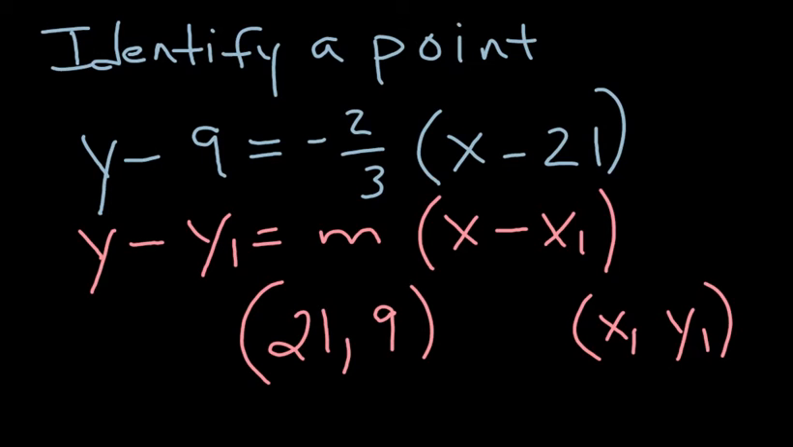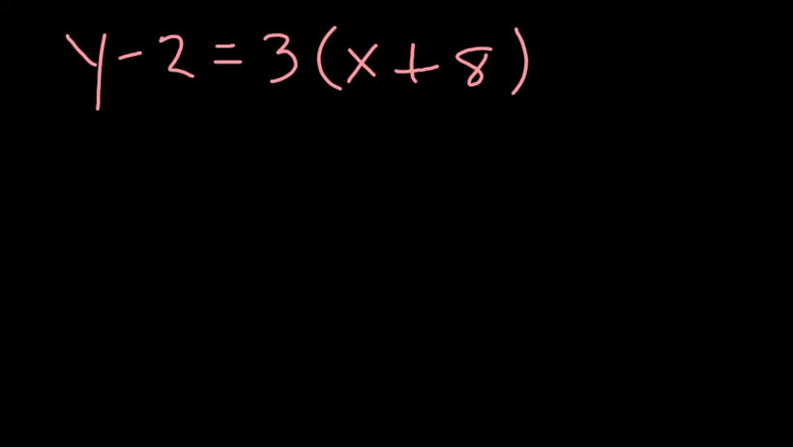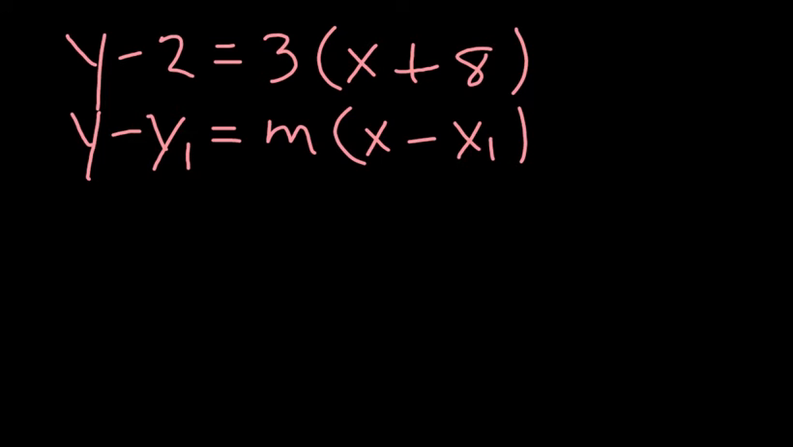Now, let's do another one. Okay, here's another one written in point-slope form. So, we could find a point on the line. If it asked us to identify a point that the line passes through, we could do that. Remember the formula: y minus y sub 1 equals m times x minus x sub 1. Now, all we need is a point. Well, we've got this 8 and this 2. There's a problem with the 8. Does anyone see the problem? This says minus, this says plus.